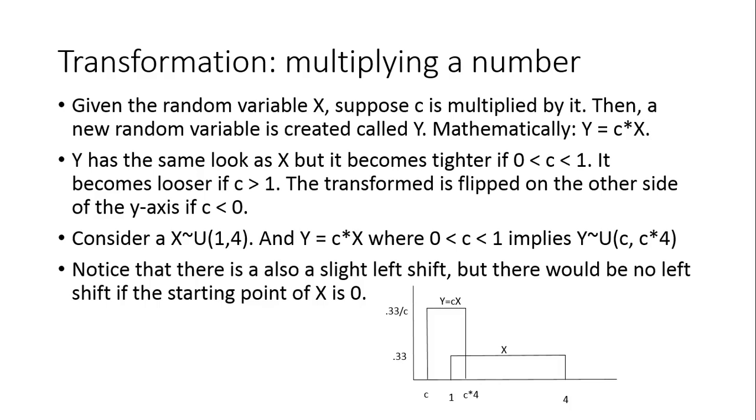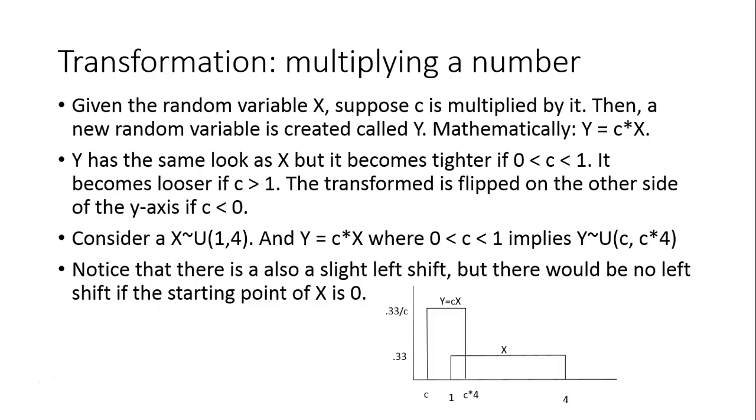So, what happens if c is equal to 0? Then y will not be anything. Y will be 0 as well. So, in a sense, all probability will be on 0. So it's not going to be a random variable anymore. It will just be a number and it will be 0. Okay.